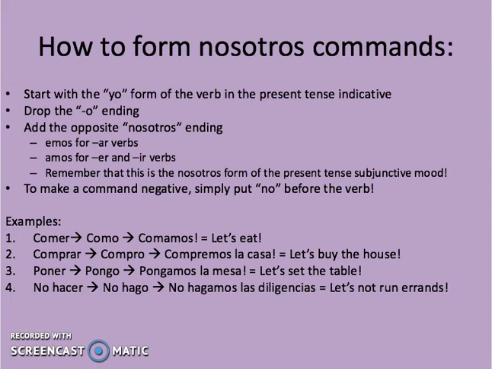Example 1, comer. Start with the yo, como, drop the o, add your opposite nosotros ending. Comamos, let's eat. Example 2, comprar. Start with the yo, compro, drop the o, add your opposite nosotros ending. Compremos la casa, let's buy the house.